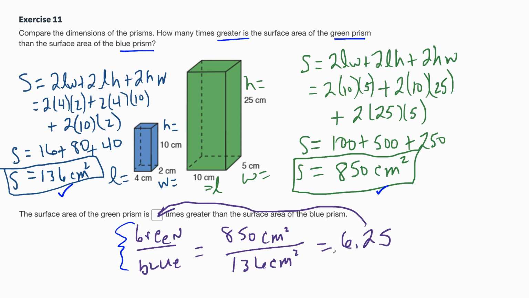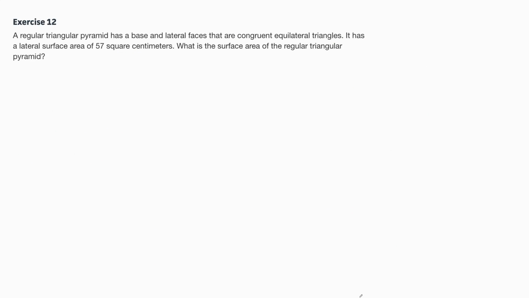And so I do that, and I do the math, and I get 6.25. So the surface area of the green prism is 6.25 times the surface area of the blue prism, or 6.25 times greater than the surface area of the blue prism. All right, next, number 12.